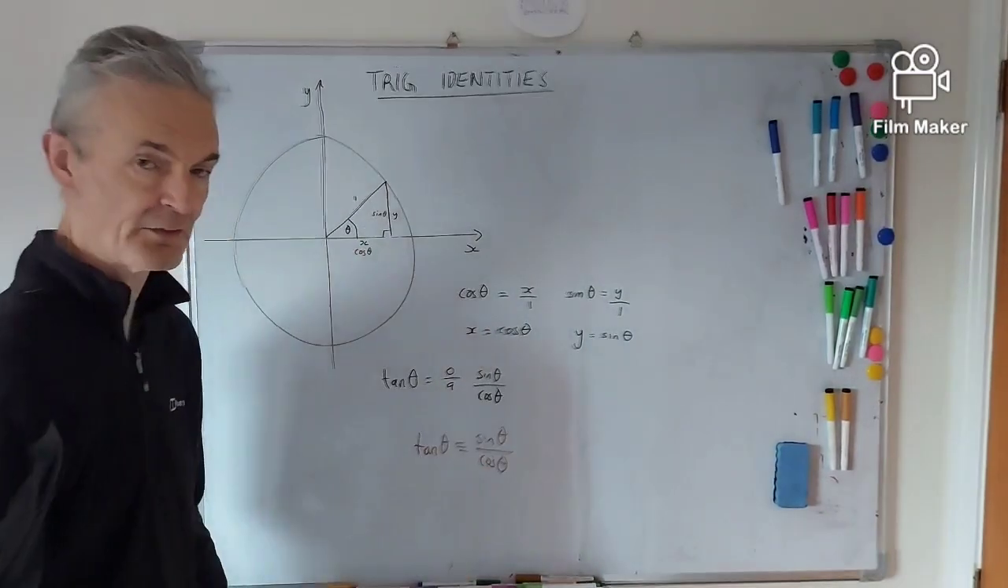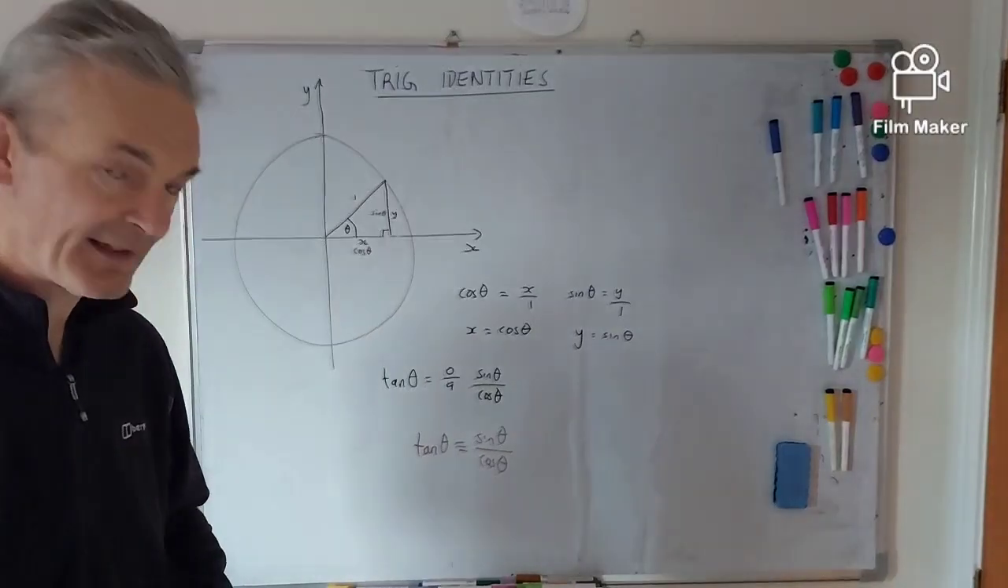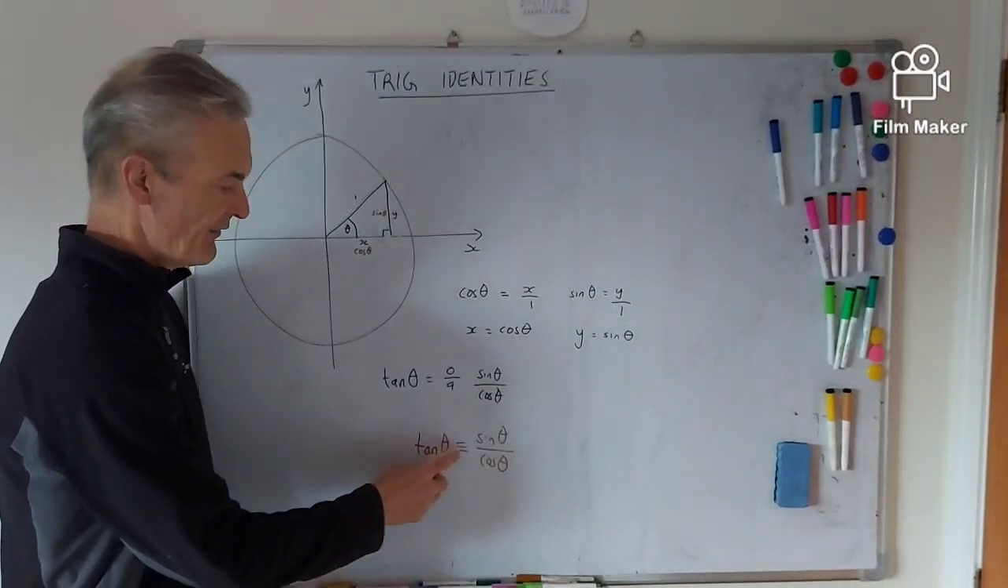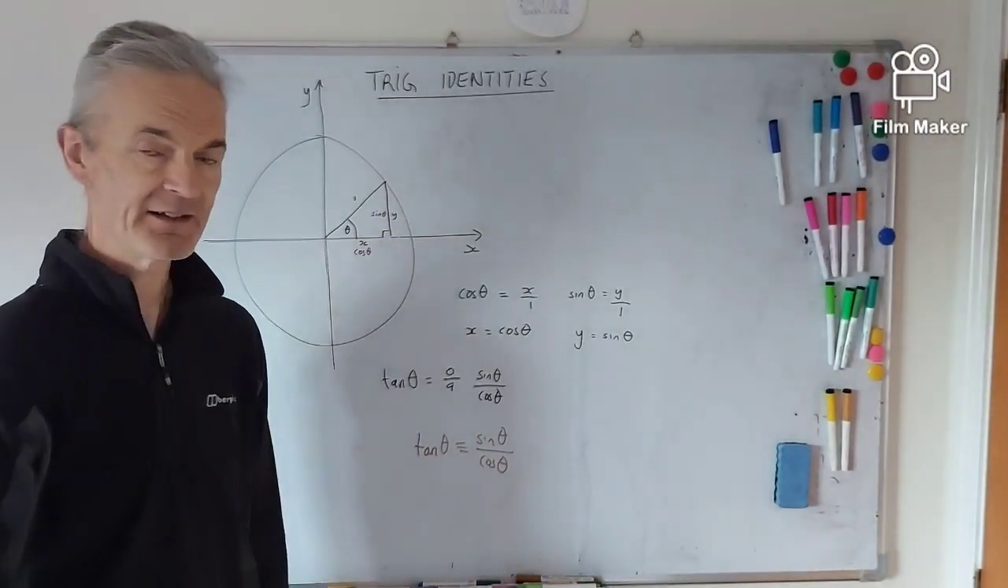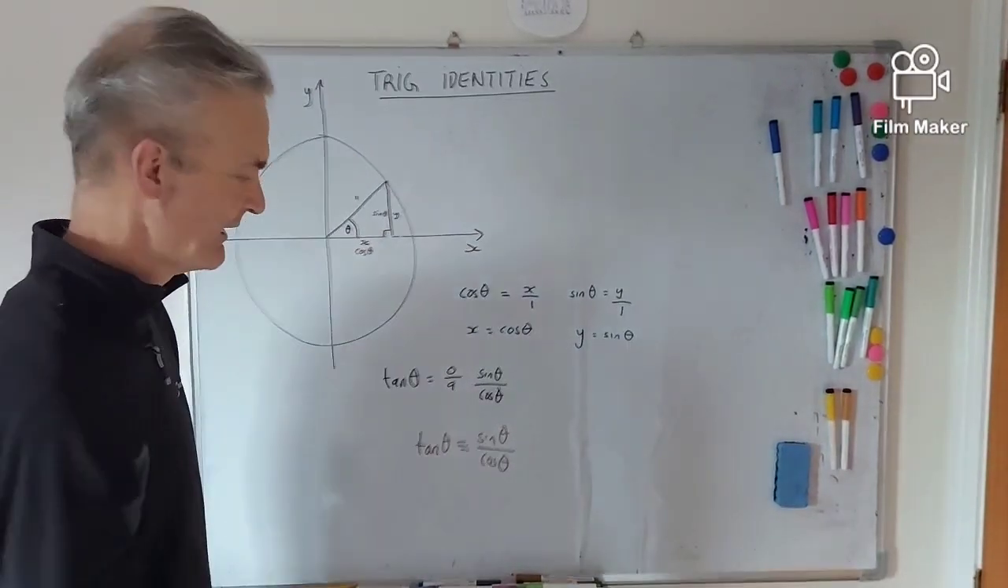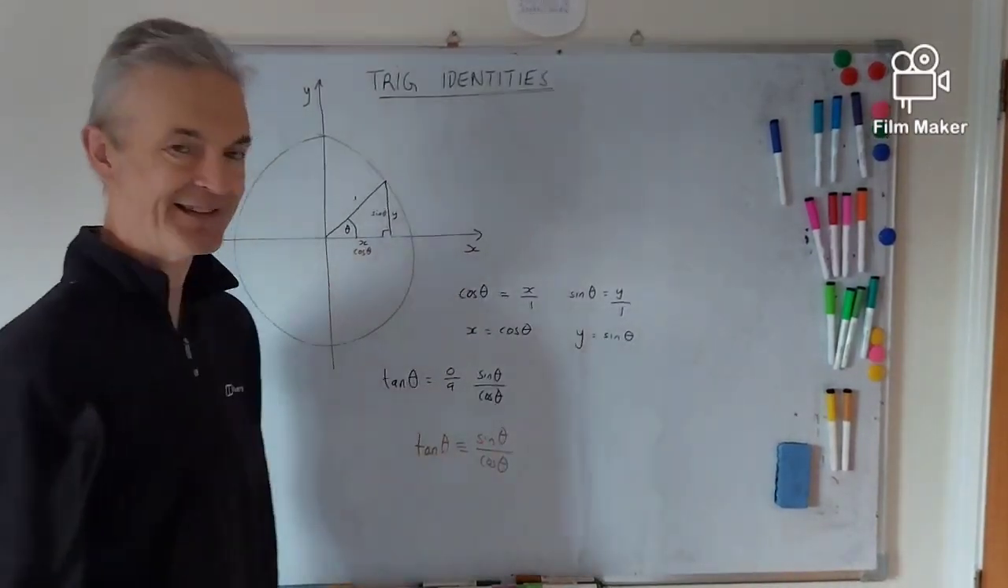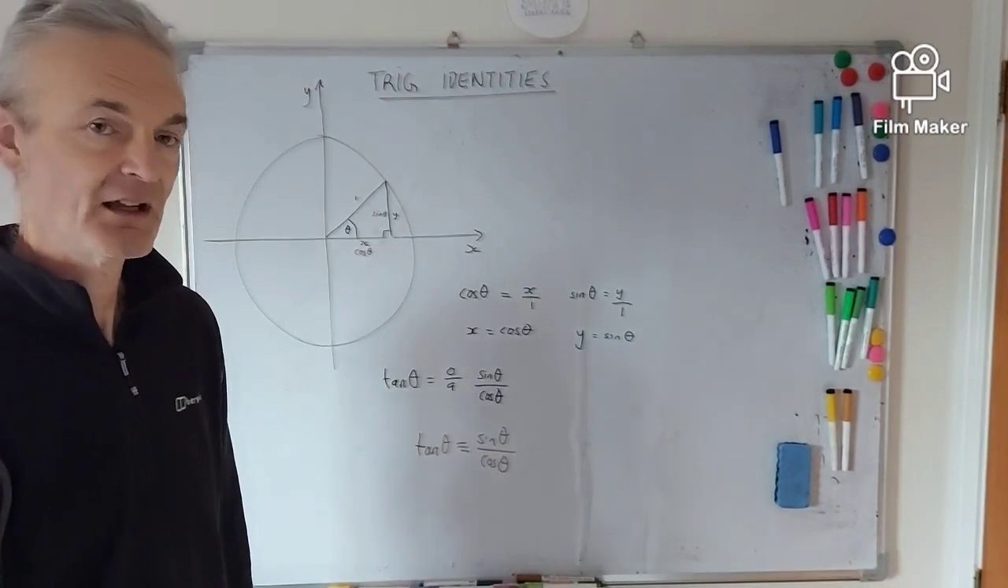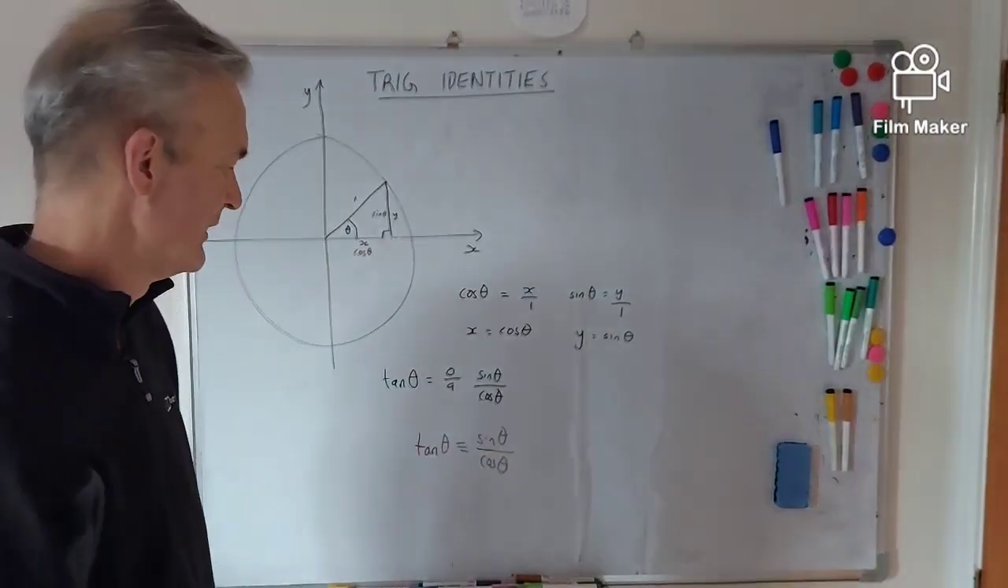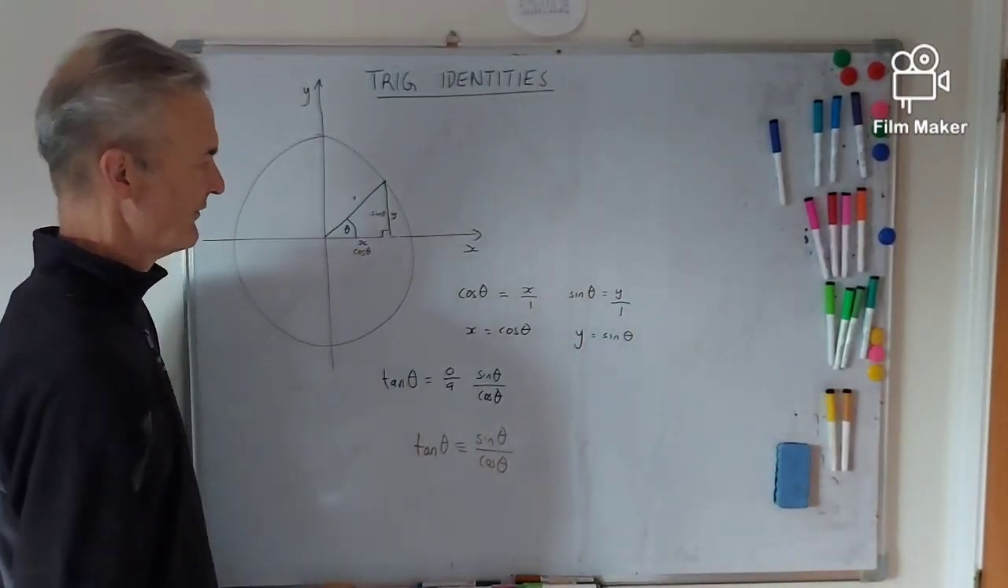over cos theta. So what does an identity mean? It basically means that for whatever value of theta we put in, this identity is still going to work. Okay, it's not just one value, it's any value of theta, and that identity will hold true. So that's one identity we can get from this.